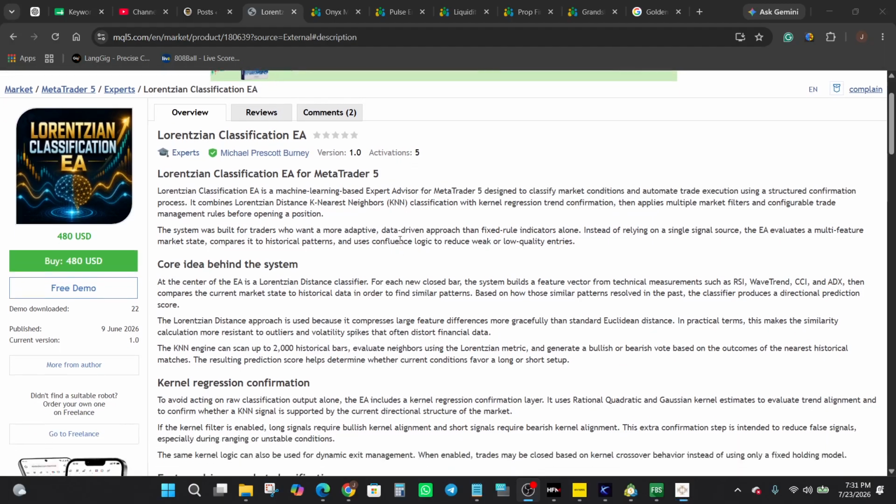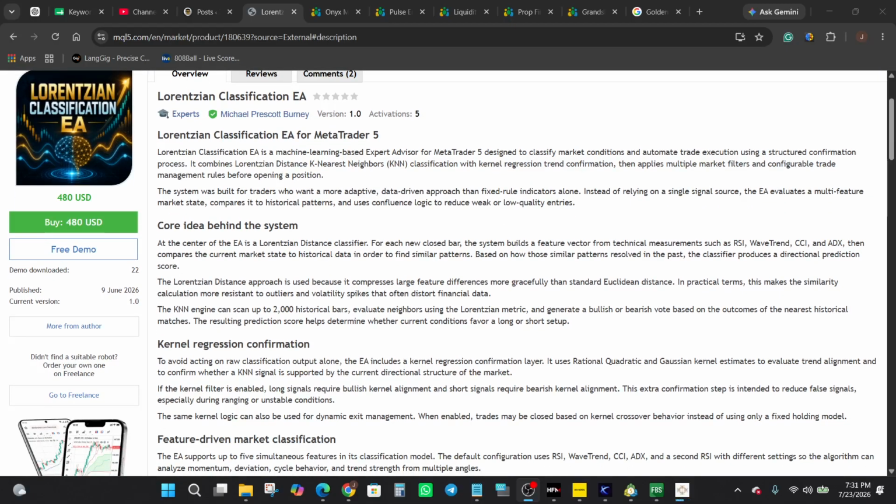The core idea behind this robot is to replace traditional rigid indicator rules with a machine learning inspired approach. Now, rather than acting on a simple moving average cross or RSI overbought reading, it evaluates market conditions as a multi-feature pattern, compares that state to historical data, and predicts directional probability using k-nearest neighbors classification powered by Lorentzian Distance. Now let us step through the MQL5 Marketplace page to break down how this works under the hood.